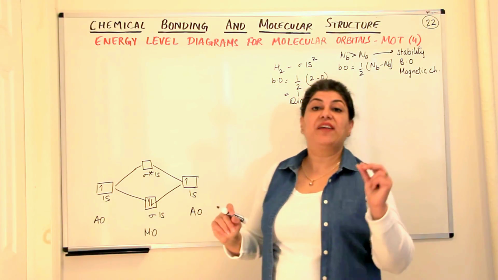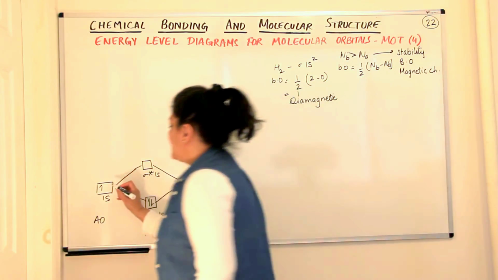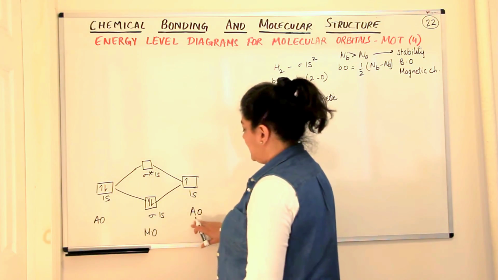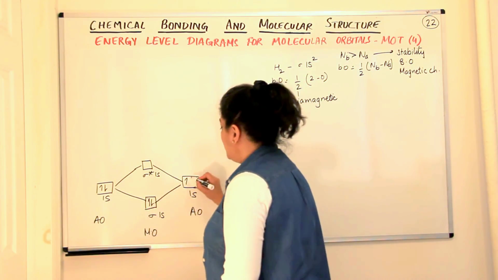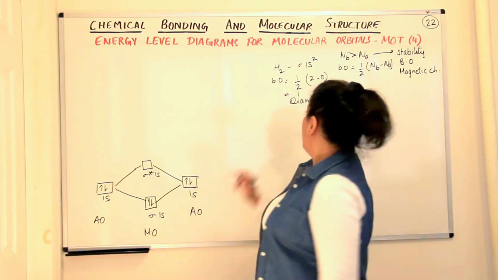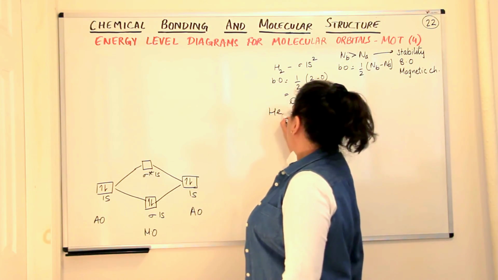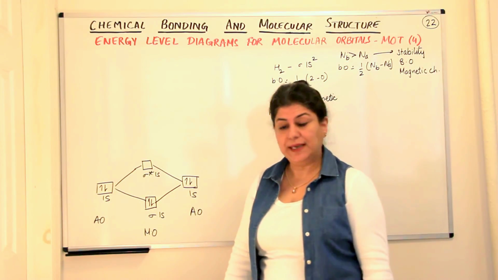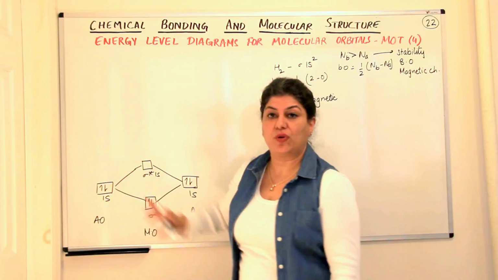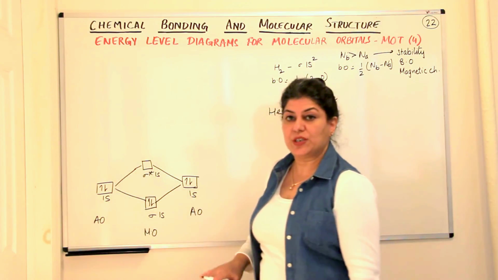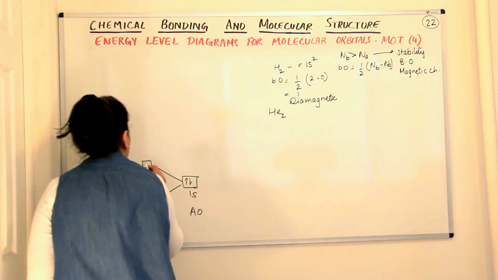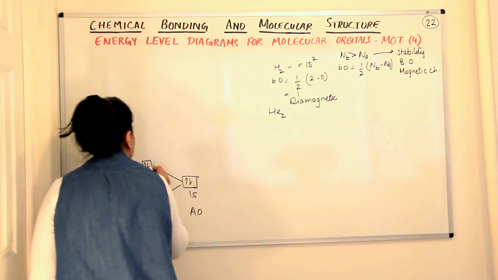Now we take the next element. After hydrogen, we have helium. Helium has 2 electrons in the 1s orbital. This is one helium atom and this is the atomic orbital of the other atom. So helium here has 2 electrons, right? So we are now considering the He2 molecule, helium molecule. Here we have 4 electrons now. So how would the orbitals be filled up? 2 go to sigma 1s and the next 2 electrons go to sigma star 1s.